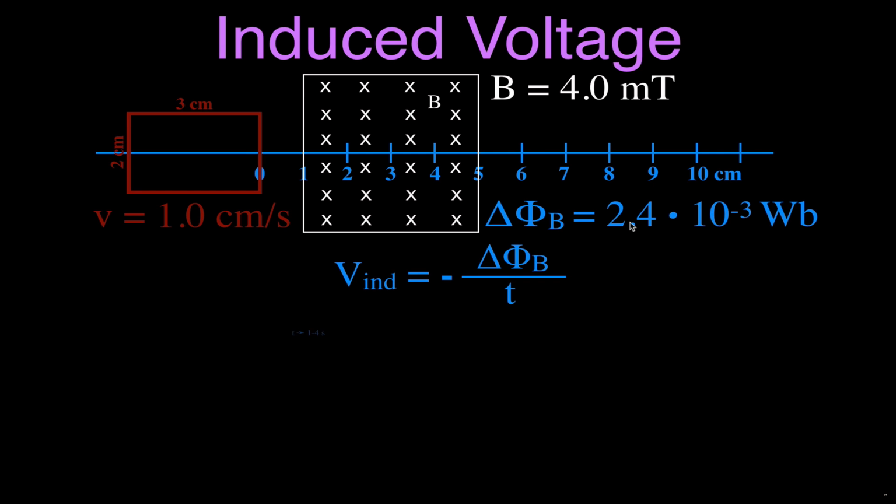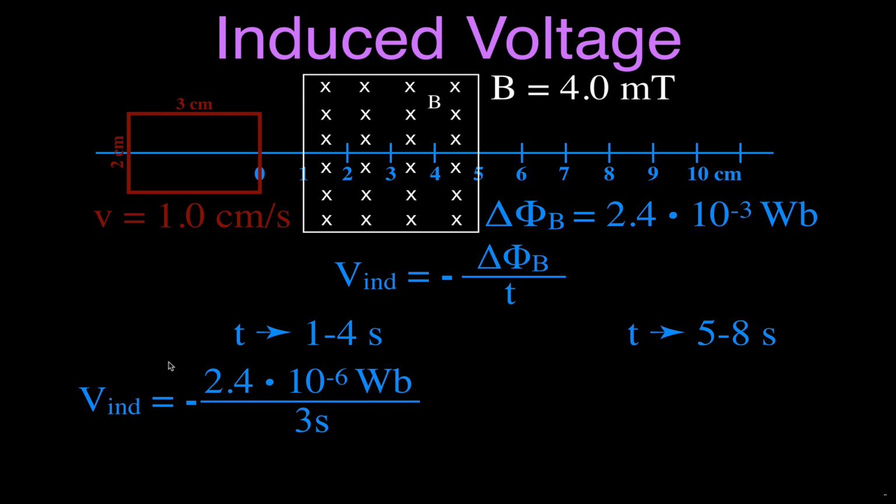Okay, so let's look at what it would be for 1 to 4 seconds and 5 to 8 seconds. That's the only time there's an induced voltage. So we're going to apply that equation, and that means that the induced voltage is minus the change in the magnetic flux, because there's a minus sign here. The change in the magnetic flux goes from 0 to 2.4, so this is the change. And it does that over 3 seconds.